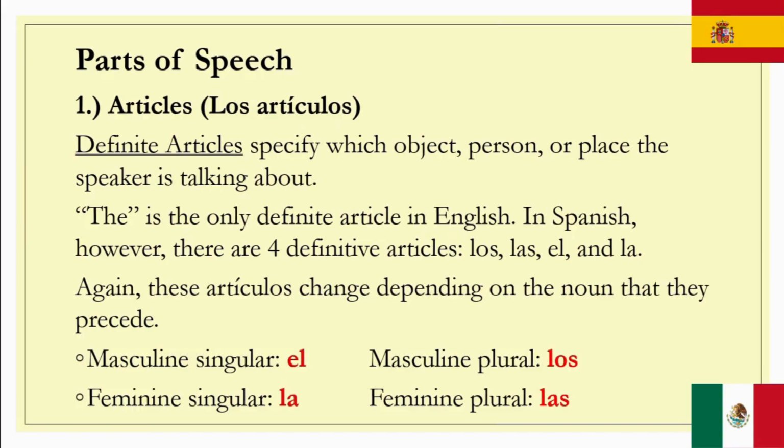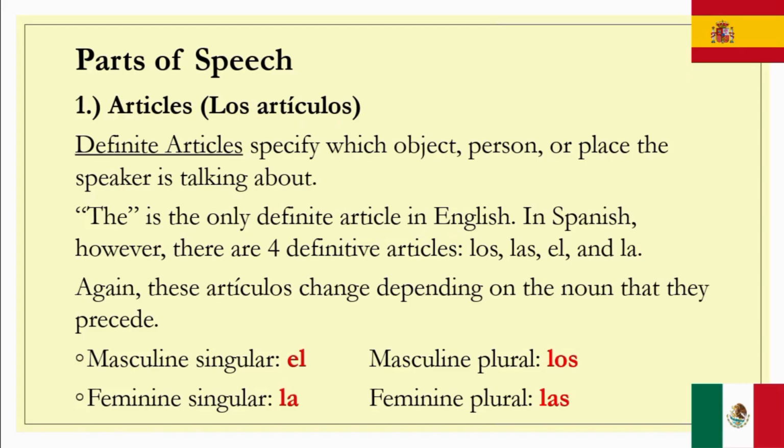In Spanish, however, there are four definite articles, which are los, las, el, and la. Again, these articles, or artículos, change depending on the noun that they precede, because in Spanish nouns, most of them or all of them, have genders. Even a chair, a table, even neutral things in English have their own gender. So we must really learn that one by one here in Spanish.